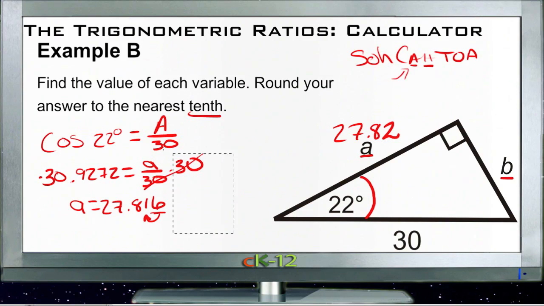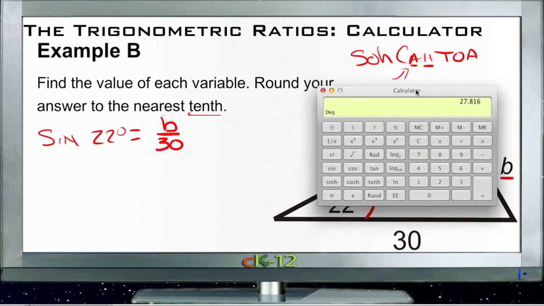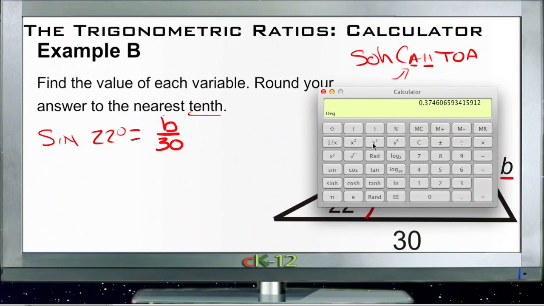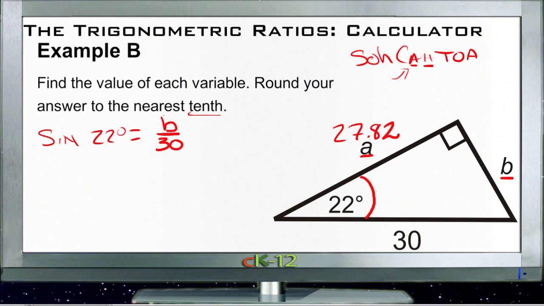Now we have a couple of ways we can get B. We could either use sine, which is opposite over hypotenuse of our angle, or we could use Pythagorean theorem using 30 and 27.82. So this time let's use the sine just because that's what we're practicing. So the sine of 22 degrees is equal to B over 30, opposite over hypotenuse. So the sine of 22 degrees, clear, 22 sine, 0.375. So we have 0.375 equals B over 30.